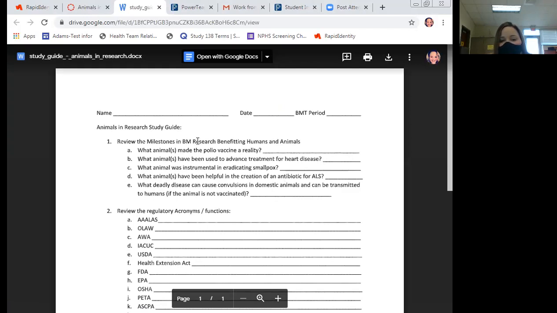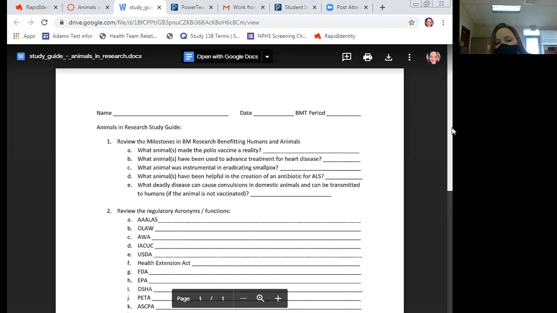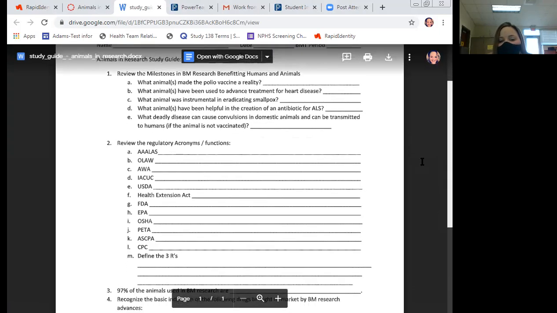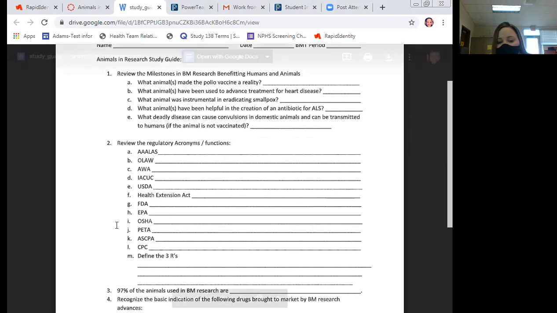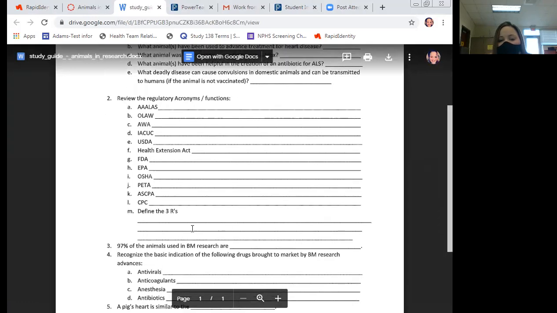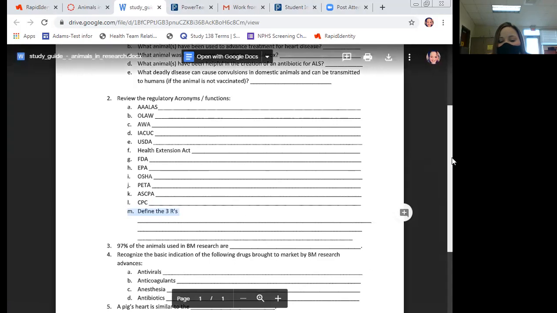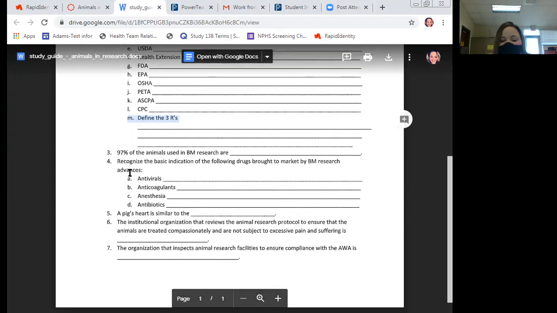Okay, so we will review the milestones in biomedical research with animals, such as which animals contributed to the polio vaccine. We're going to review the regulatory acronyms and functions. So these are all some sort of animal welfare, animal rights agencies. Discuss the 3 R's. I guarantee you this is on your test and your final. And then some of the other things you see here that you may have to use the internet resource for. So that's what's going to be due tonight by 11:59.